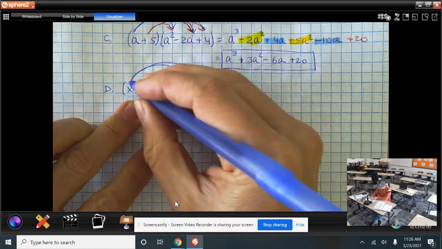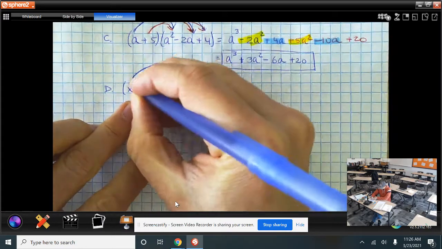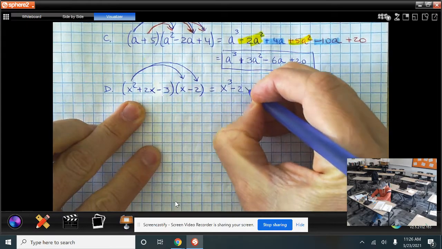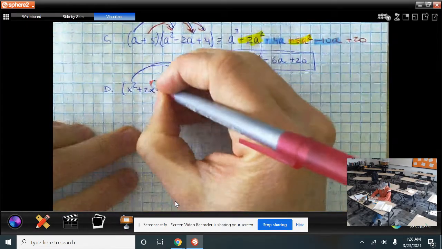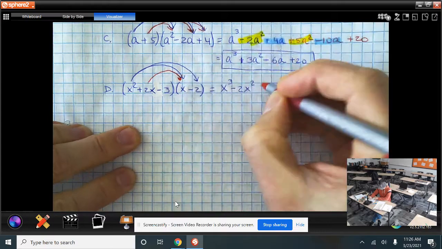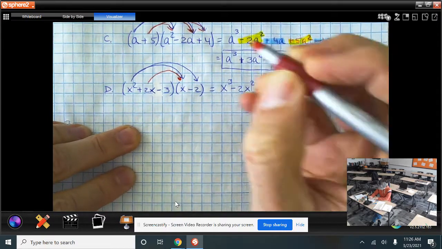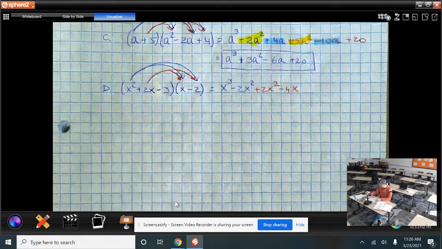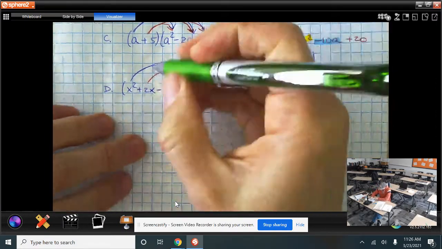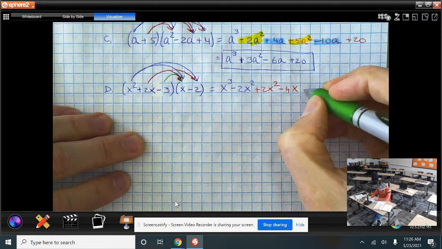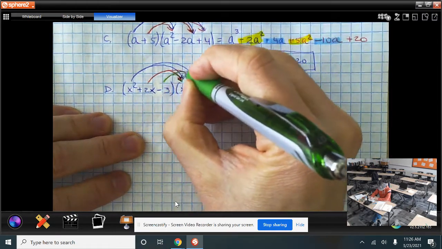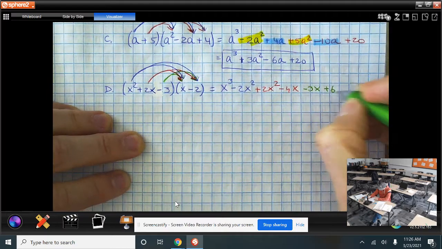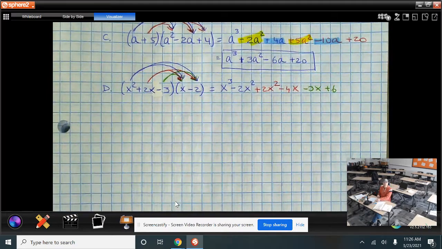X squared times x is x cubed. X squared times negative 2 is negative 2x squared. Then 2x times x is 2x squared. And 2x times negative 2 is minus 4x. Then negative 3 times x is negative 3x. And then negative 3 times negative 2 is positive 6. So you're going to have to multiply 6 times. Again, but it's kind of backwards from letter C.